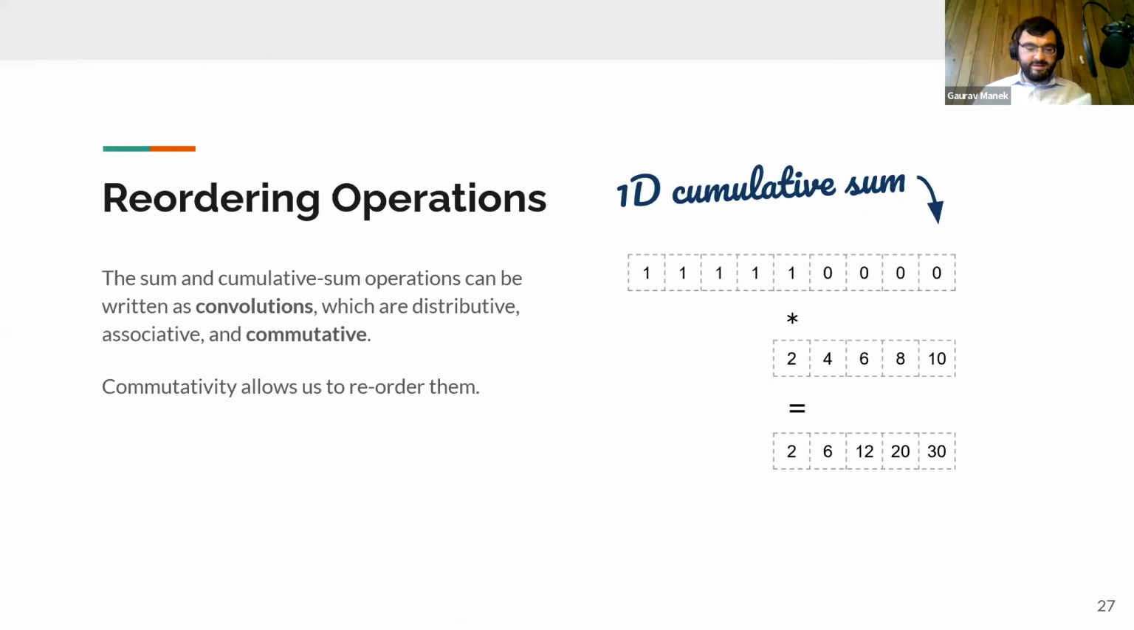Okay, great. So the key property I wish to point out is that both the sum and the cumulative sum operations can be written as convolutions. And convolutions, all linear operations have the property that they are distributive and associative. Convolutions in particular are also commutative. And the commutative property means that we can reorder these operations.